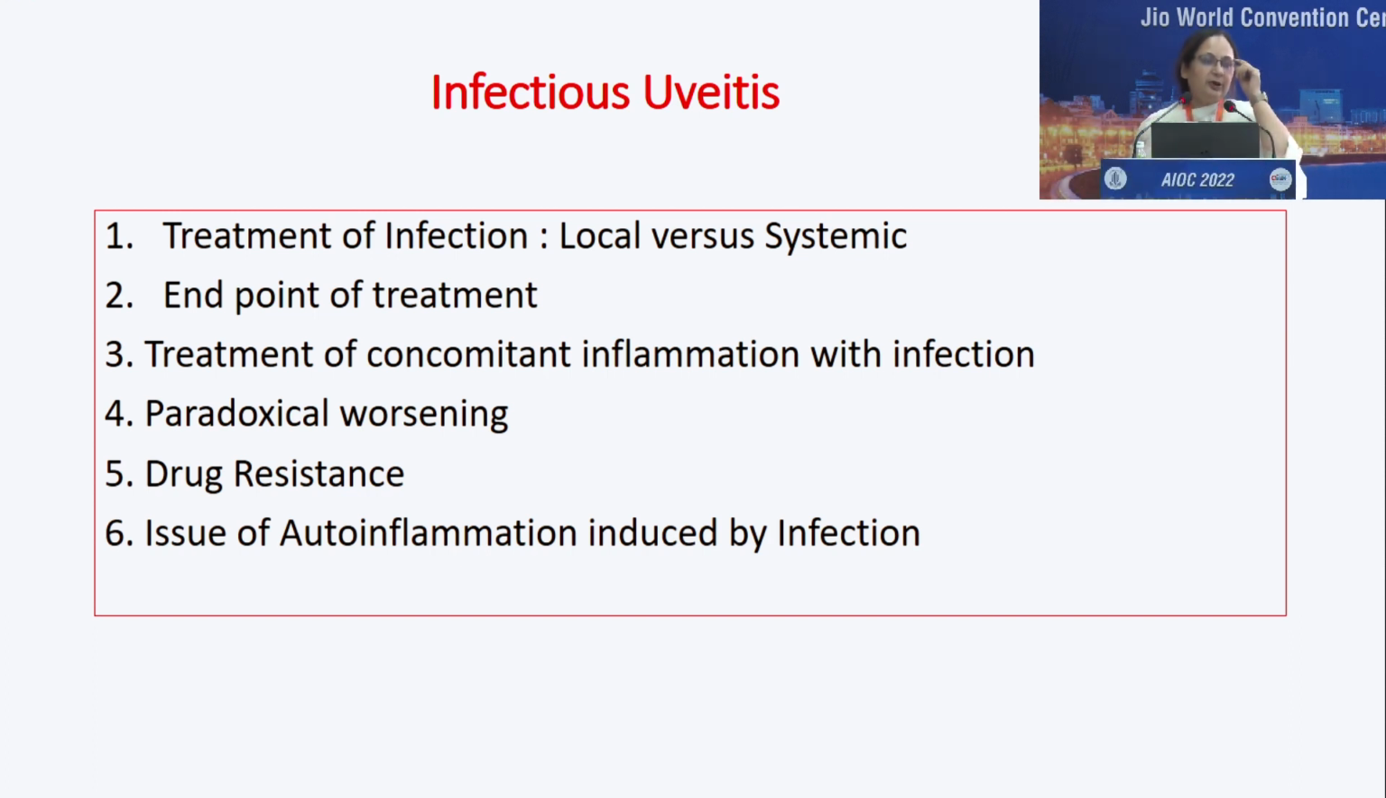You know, everybody tells you, make the diagnosis of infection, rule out infection, and you feel very good when the diagnosis is made. But then there is another set of challenges which start once you have made the diagnosis of infectious uveitis. The first and foremost is the treatment of infection. Are you going to give local antibiotic? Are you going to give systemic? What is the end point of the treatment?